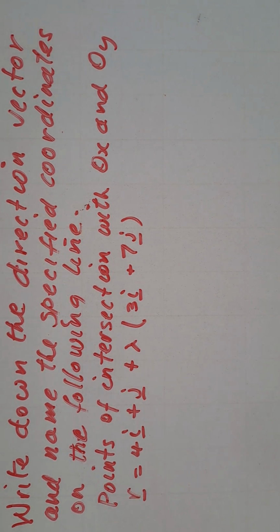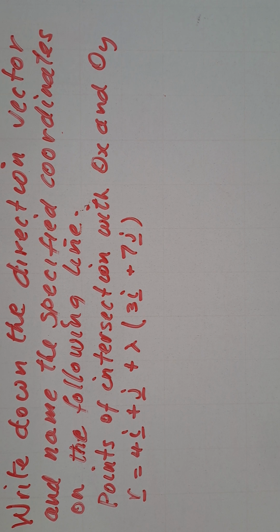Hello. Write down the direction vector and name the specified coordinates on the following line. We have points of intersection with OX and OY, and we have R as defined here.